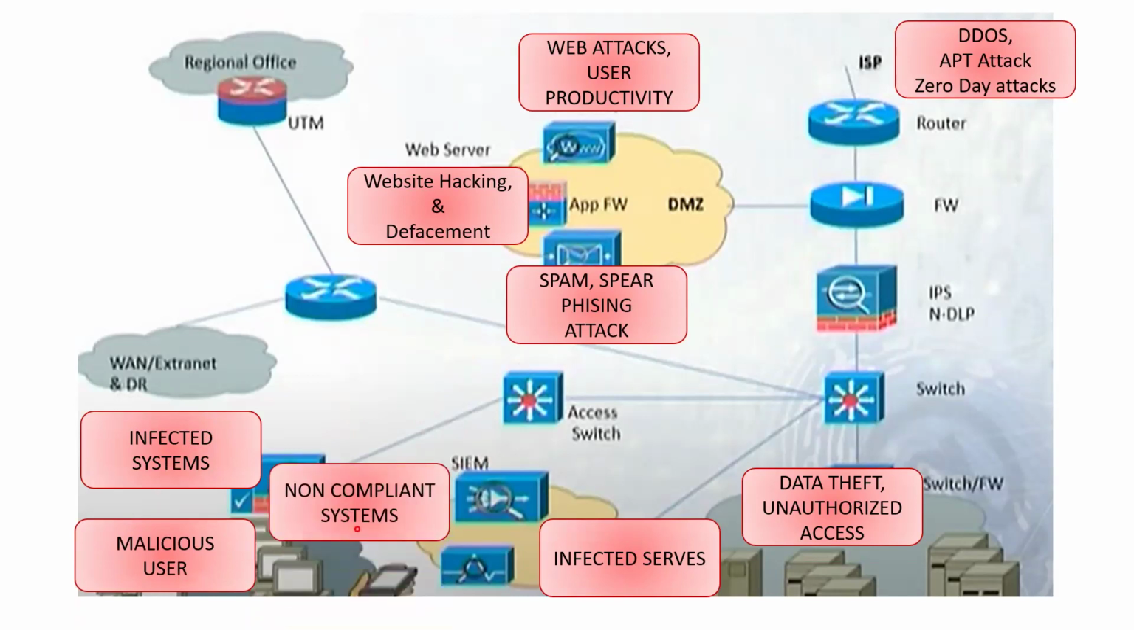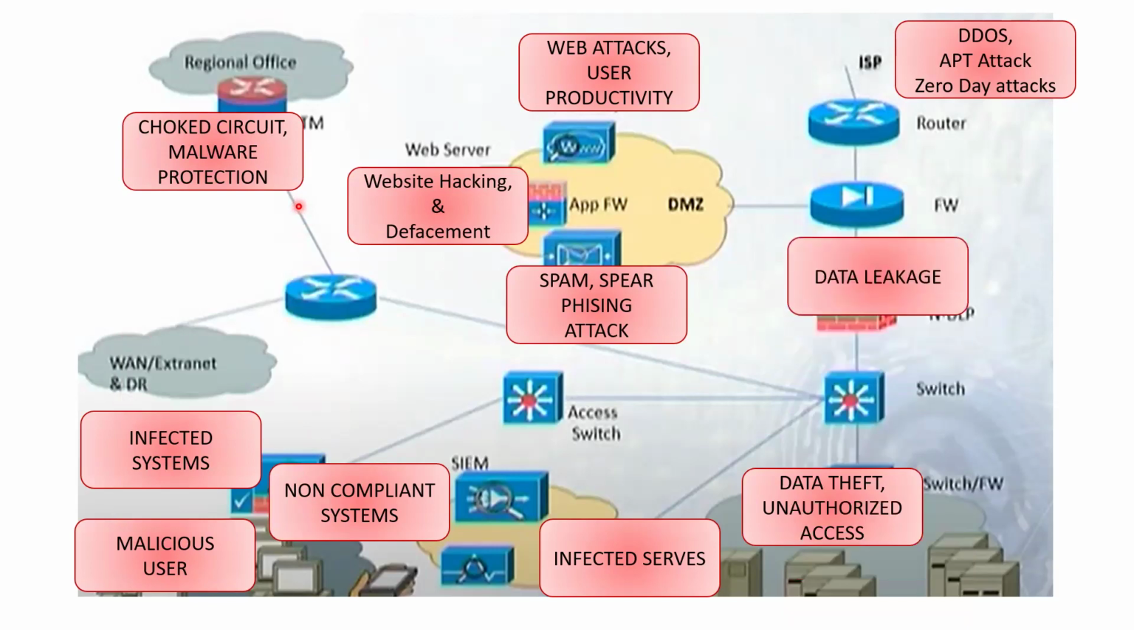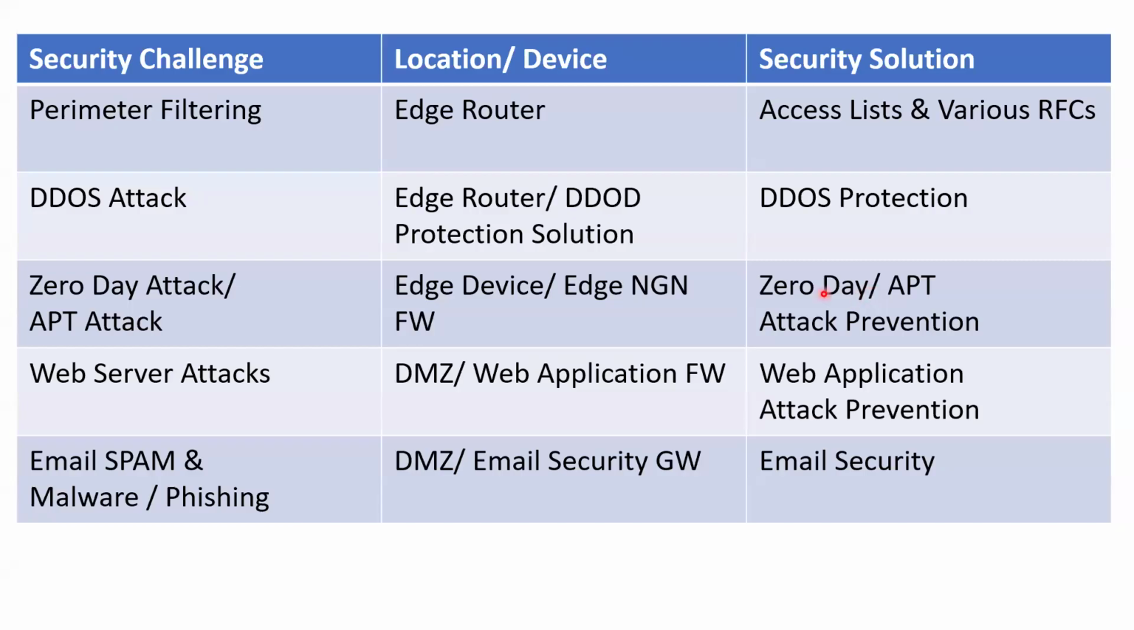Then there are some non-compliant systems which have failed to update their patches, and there are security flaws present within these systems. So these are the major vulnerabilities. Then at the regional office, we face some weak circuits, and malware protection is not there. Usually we face the problem of data leakage. So what are the security challenges, at which position do these challenges occur, and what are the possible solutions?